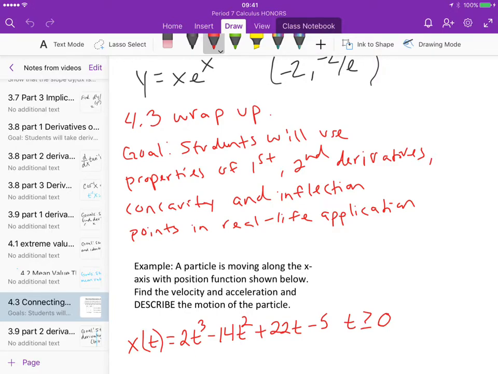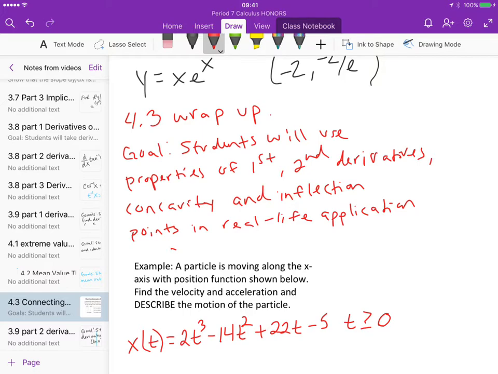All right, guys, so this is going to be our final video for 4.3 as we wrap up everything that we've been talking about in terms of how we can compare the first and second derivatives to the original function itself. So let's look into some goals for this video. We want to focus on using the properties of the first and second derivative, concavity, and inflection points and put it into some real life application. Where does this stuff actually happen in real life?